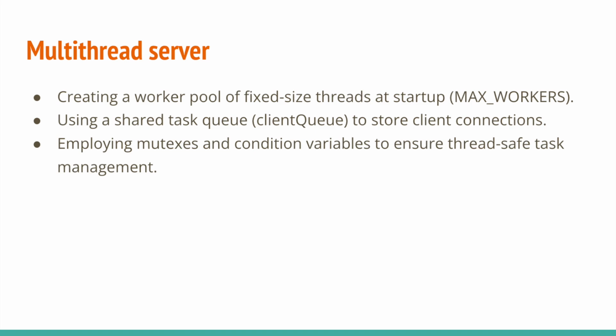Now is the code explanation part. First, we start with the multi-thread server. We create a worker pool of a max worker count, which will be 10 in our implementation, and a shared task queue will be created to store client connections, and we will use mutex and condition variables to ensure thread safety.